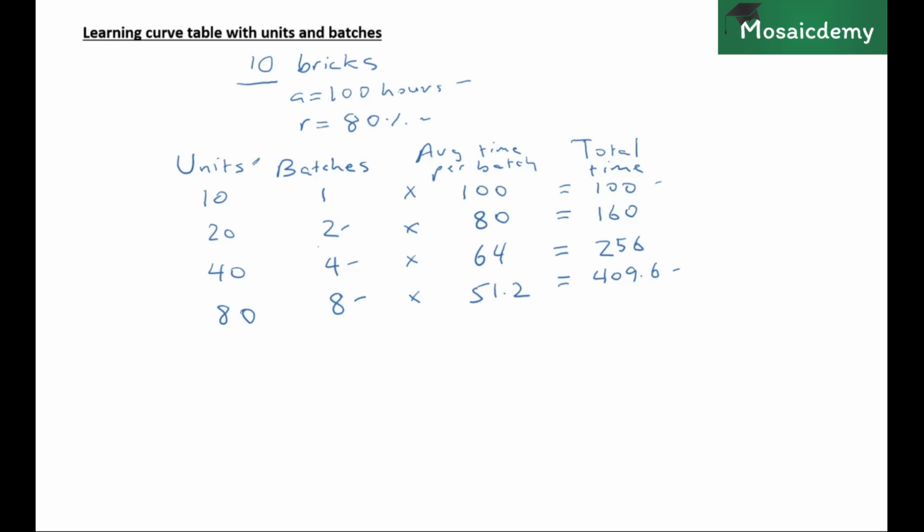For example, if someone asks, how much time did the 41st to the 80th brick take to make? If we just had the normal table, it'll be difficult. But now we know 41st to 80th bricks lies between these two amounts, right? So we'll simply find the incremental time. 80 bricks took 409.6 hours in total. The first 40 bricks took 256. So the 41st to 80th bricks would have taken 409.6 minus 256, which would be 153.6.